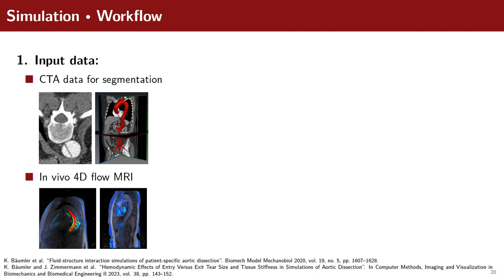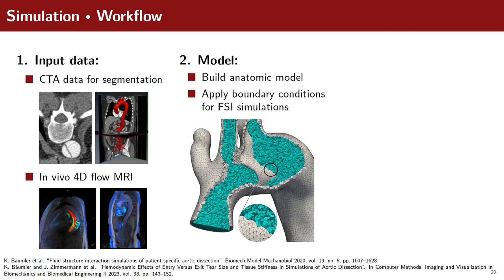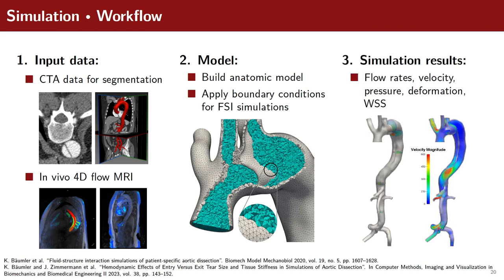Our workflow relies on high-quality segmentations of patient-specific geometry and, when available, 4D-flow data. From this geometric data, we built the aortic mesh with the structural domain vessel wall and flap shown in white and the fluid domain shown in turquoise. We then apply boundary conditions, define our simulation setup, and run the FSI simulations on high-performance computers. The results can then be post-processed, analyzed, and visualized.